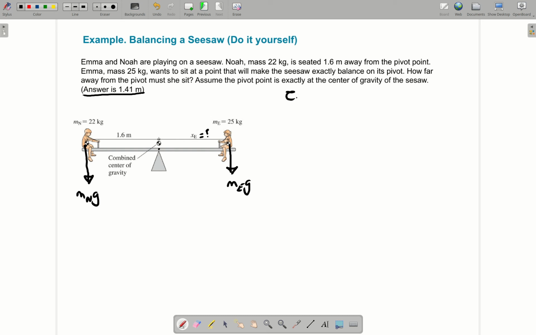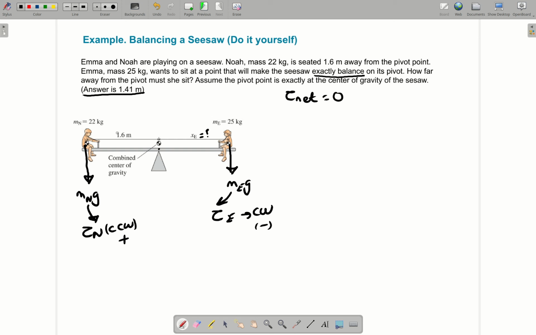Net torque is equal to 0 for the seesaw to be in equilibrium, or balance, right? Exactly balance means rotational equilibrium, not rotating. I'll call this the torque of Emma, clockwise, and the torque of Noah, counterclockwise. So this is positive, this is negative. Total torque is 0. Apply that and solve for xe. Again, it should be 1.41 meters.